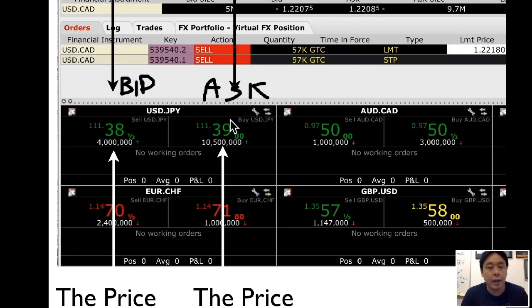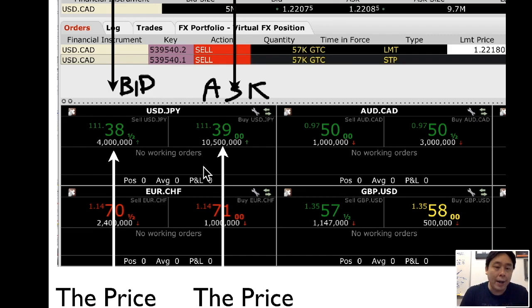In this case, you can see that the ask is 111.39 and the bid is 111.38. So in fact, sorry, it's 111.38 and a half. That's a fractional pip, if you remember. But in actual fact, what is the spread, or the difference between the bid and ask? In this case, it is half a pip. The spread is half a pip. In this case, you can see Aussie Cat, again, the difference is half a pip. Over here, it's half a pip.